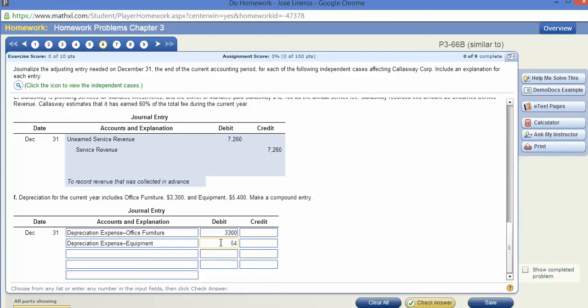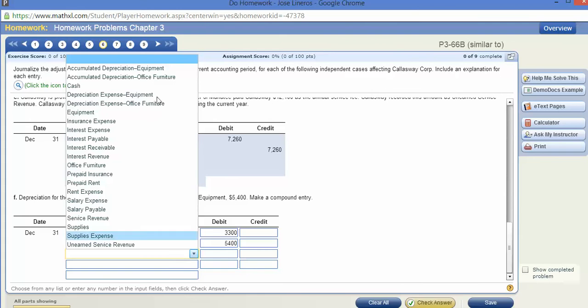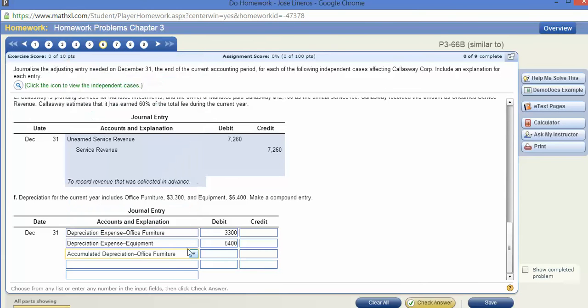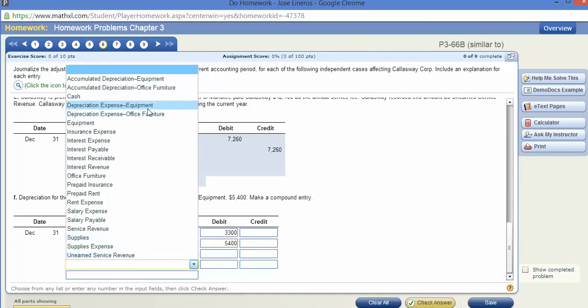Then 5,400. And then remember when we recognize depreciation expense, this is a non-cash entry. We're not crediting cash. We're not paying for it. What's happening is we're hitting the contra account. The contra account is accumulated depreciation, office furniture, accumulated depreciation, equipment.